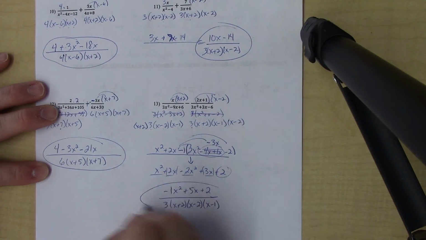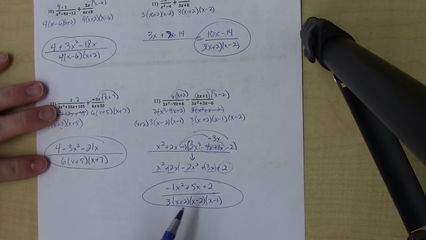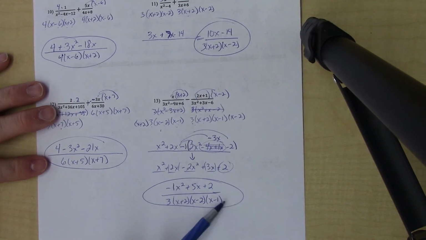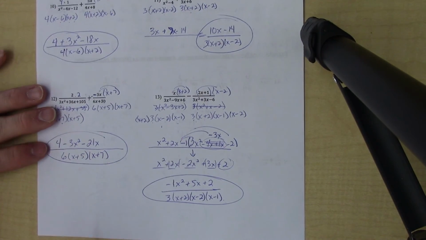Now, it doesn't really matter the order in which you write these on the bottom. If you wrote x minus 2, x minus 1, then x plus 2, that's okay too. And that's it. That's the assignment, okay?